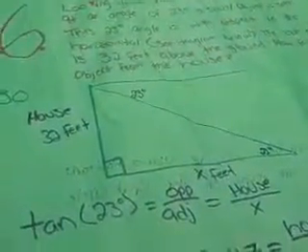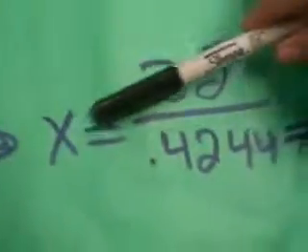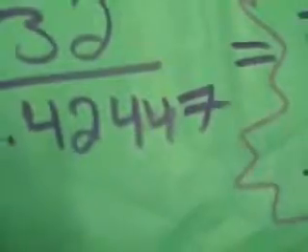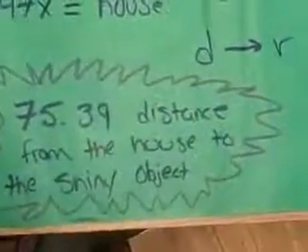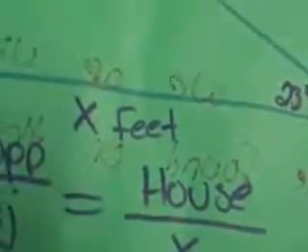So, since the roof of the house is 32 feet up, it's going to be 0.42447x equals 32, which goes into x equals 32 over 0.42447. So, putting all this in your calculator, that means that 75.39 is the distance from the house to the shiny object. And that is problem number 6, and that is our final problem, meaning that this is the end. Woo!